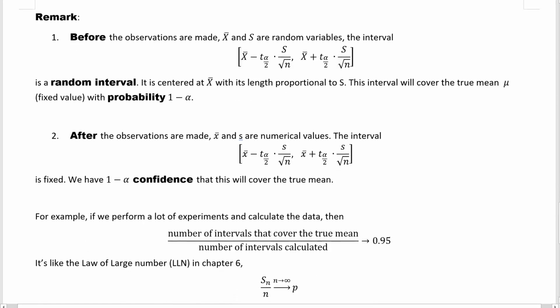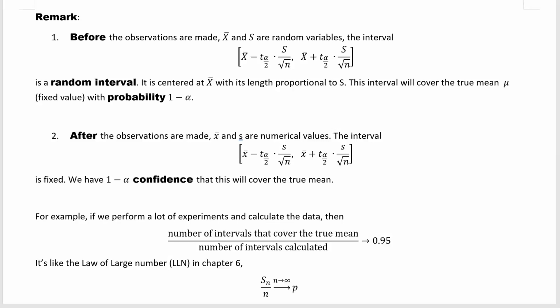Okay, let's talk about some remarks. First, before the observations are made, X bar, the sample mean, and the sample standard deviation are random variables. So the interval is a random interval. It is centered at the sample mean with its length proportional to the sample standard deviation. So this interval will cover the true mean mu, which is a fixed value, with probability 1 minus alpha. Remember, before we observe the values, we talk about probability statements, okay?